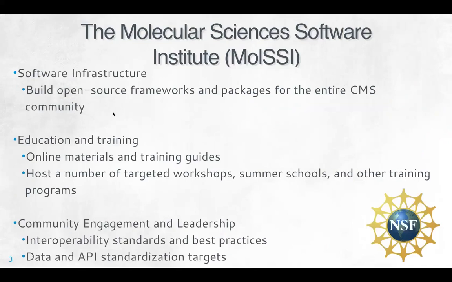And finally, probably one of our most important things is the community outreach and engagement. So we spend a lot of time talking to our community, trying to figure out data standards and best practices. And we also try to get a little bit more cohesion in API and data standards so that things are more transferable, interoperable, and more usable in our particular space. So we do a lot more than this, but I think these are the three main thrusts that we want to go over.